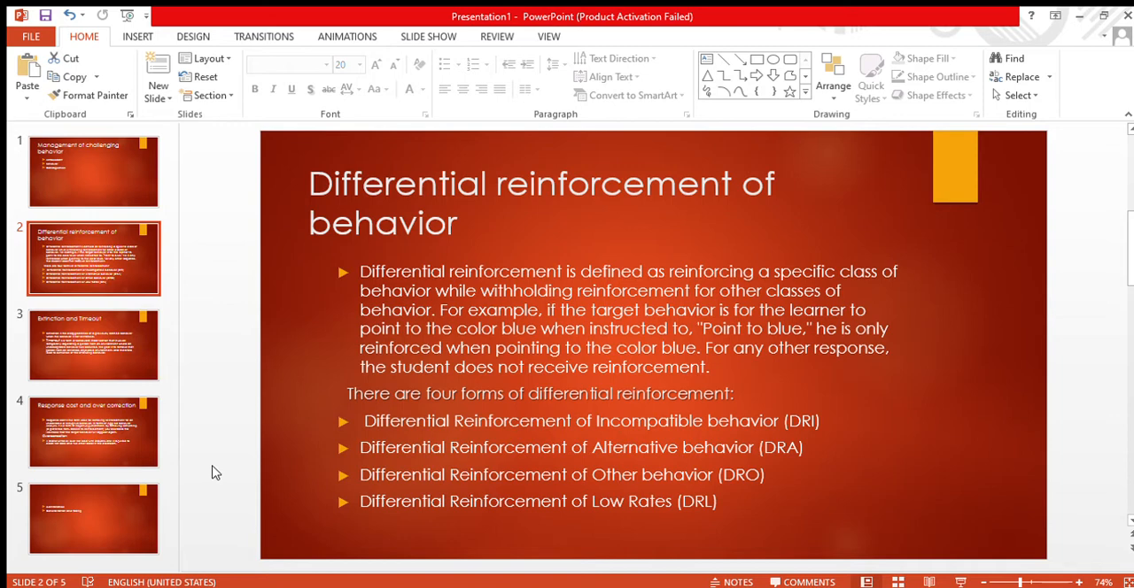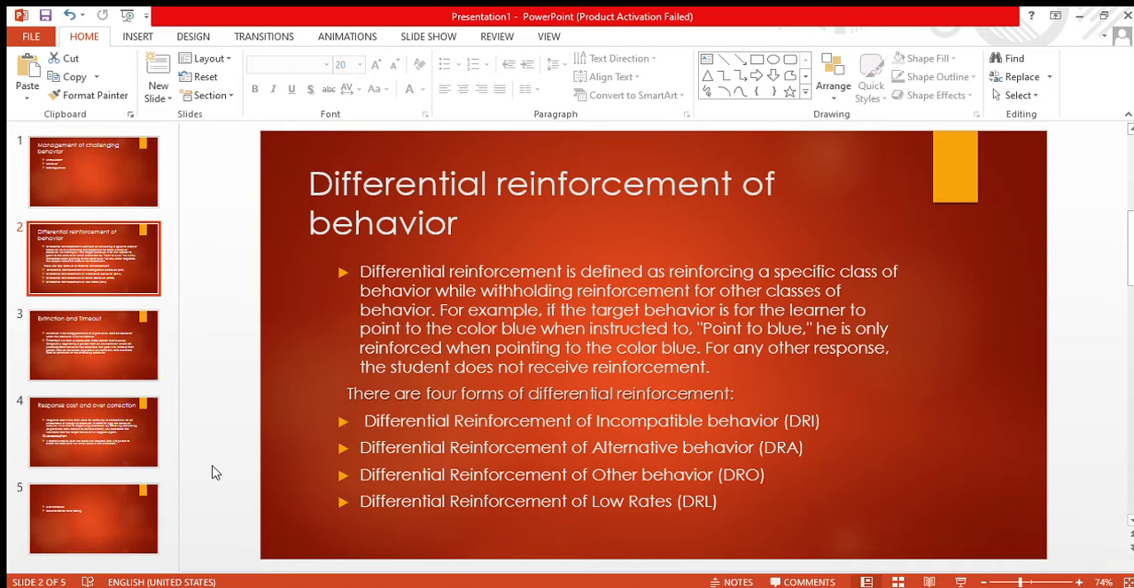So what is this differential reinforcement? It is reinforcing a specific class of behavior. Like if we want to reinforce a target behavior to increase it, we will reinforce it in one way. If we want to get a specific response, we will give reinforcement in another way. If we want to reduce the occurrence of the behavior, we will give the reinforcement in another way. So this is how we reinforce in different methods.